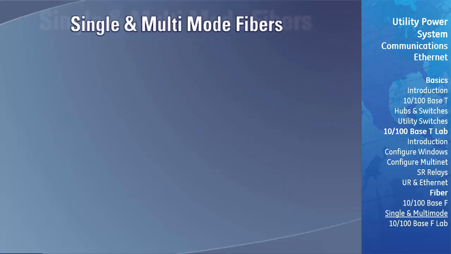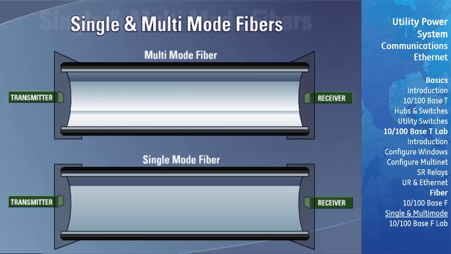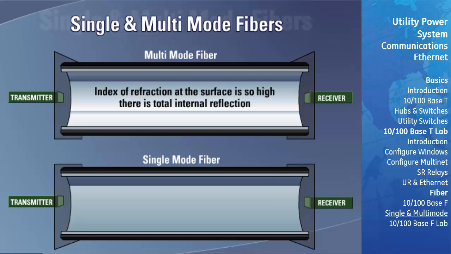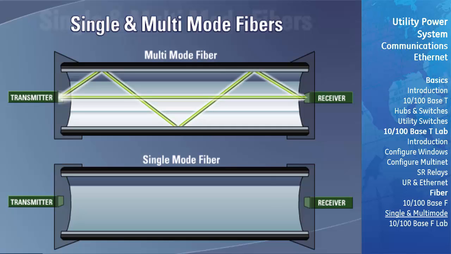There are two types of fiber optic cable in use today: multimode and single-mode fiber optic cable. Multimode fiber is constructed such that for a given wavelength of light, the index of refraction at the surface is so high that there is total internal reflection. This can be imagined as the fiber optic cable being a tube whose interior surface is polished so smooth as to be like a mirror. Then imagine that the transmitter is like a light shining at one end of the tube. Some of the light will travel straight down the tube, while some of the light will reflect off the walls of the tube's inner mirrored surface as it travels along the tube.